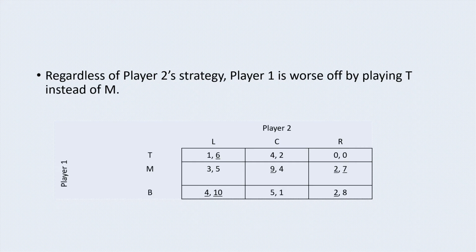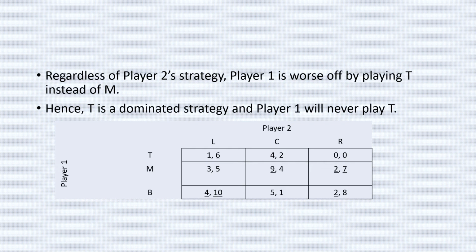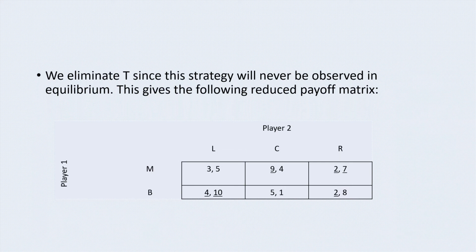Likewise, if player 2 plays C, then player 1 again prefers M over T. And finally, if player 2 plays R, then also player 1 prefers M over T. So what we find out is that regardless of whatever strategy player 2 plays, player 1 always prefers M over T. Hence, T is a dominated strategy because it is dominated by M, and player 1 will never play T. We therefore eliminate T, since whatever he gets by playing T, he gets something better by playing M. This gives us the reduced payoff matrix that you see on your screen.